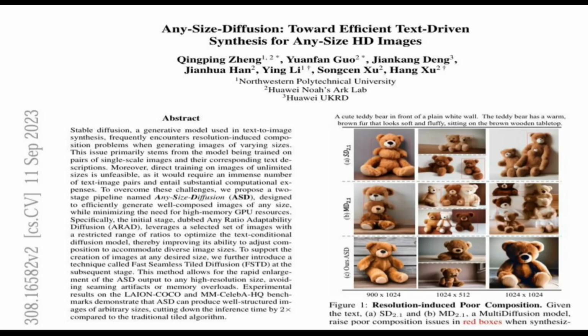Okay, next paper, it is Any-Size-Diffusion: Toward efficient text-driven synthesis for any size HD images. Stable diffusion has revolutionized text-to-image generation. But that's the problem. Resolution matters. If you try generating images at different sizes, you might notice distorted composition, missing details or stretched objects.